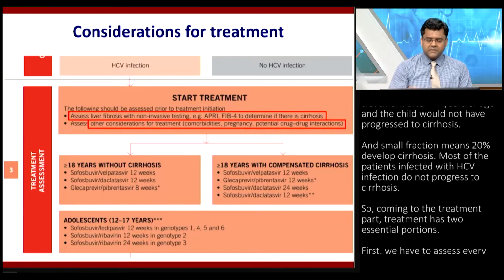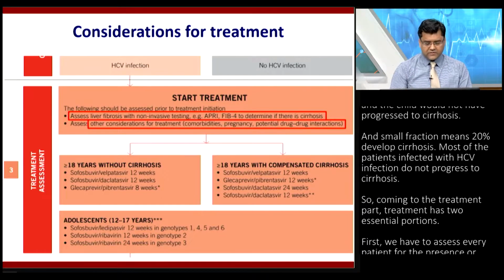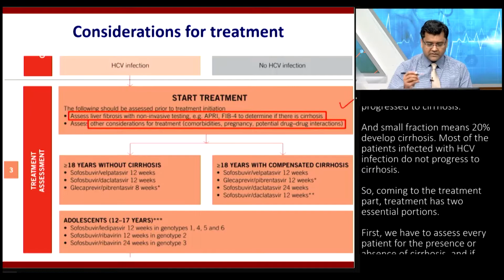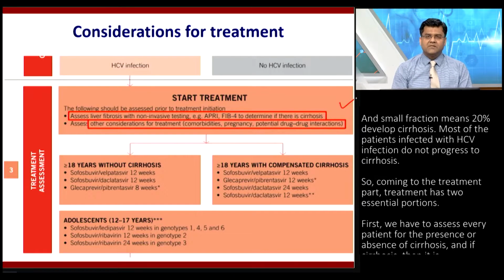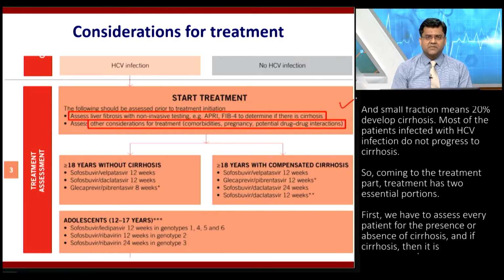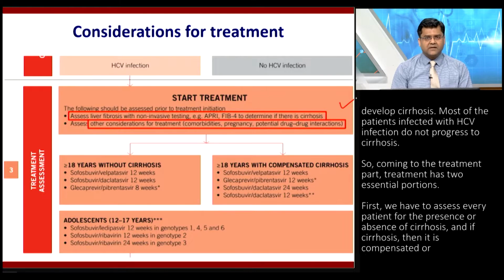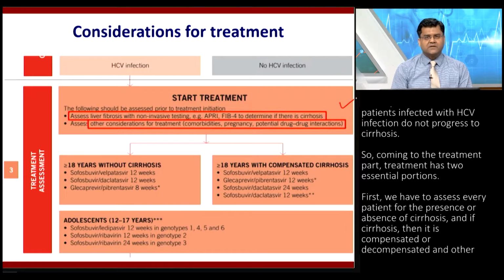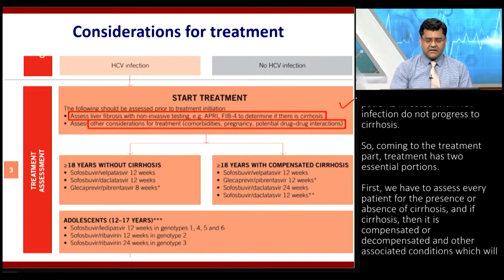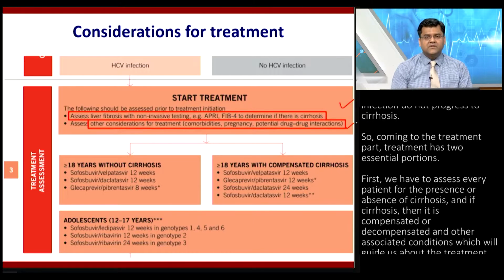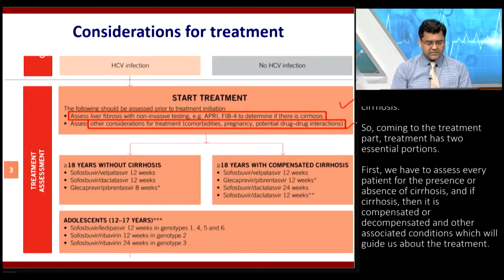So, coming to the treatment part, treatment has 2 essential portions. First, we have to assess every patient for the presence or absence of cirrhosis, and if cirrhosis, whether it is compensated or decompensated, and other associated conditions which will guide us through the treatment.